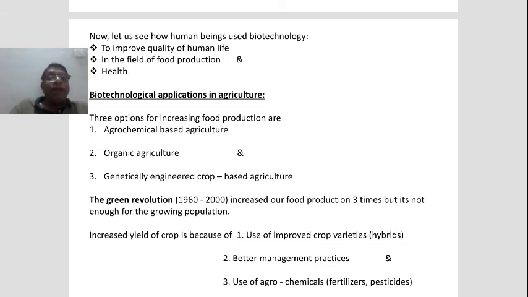Improved crop varieties are produced by the scientists. It's not enough mere production of crop varieties. Better management of crop or management practices also very important.